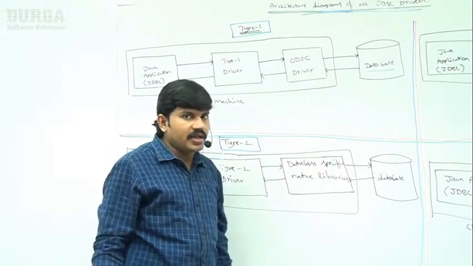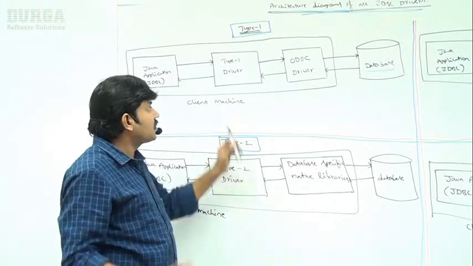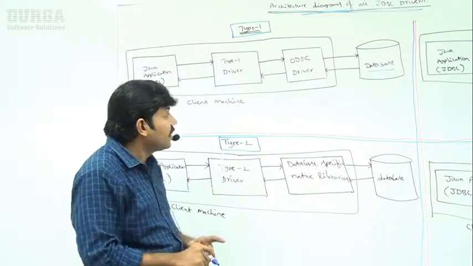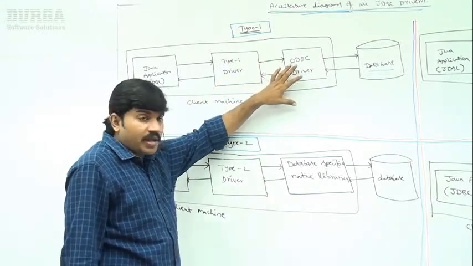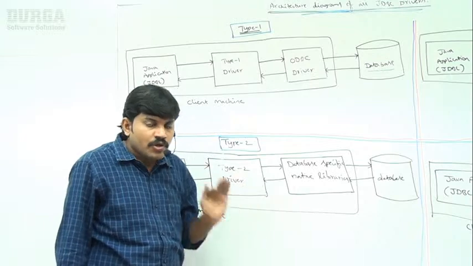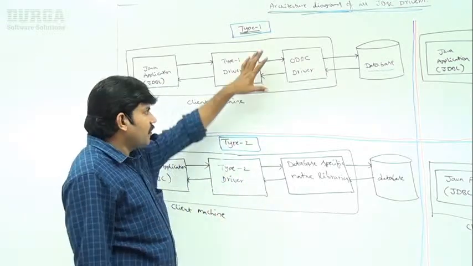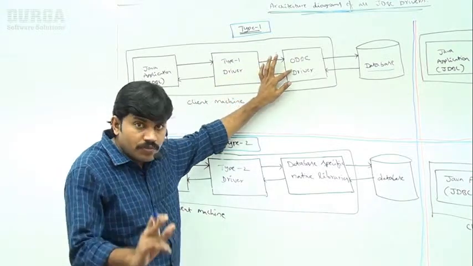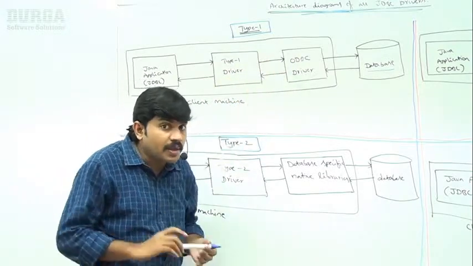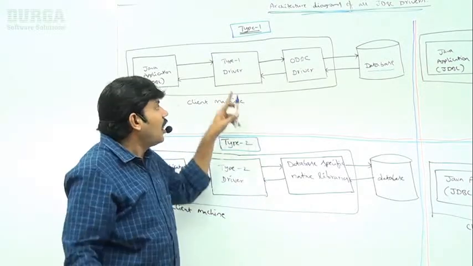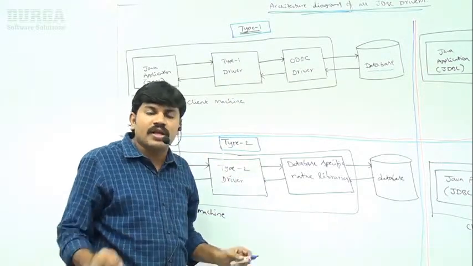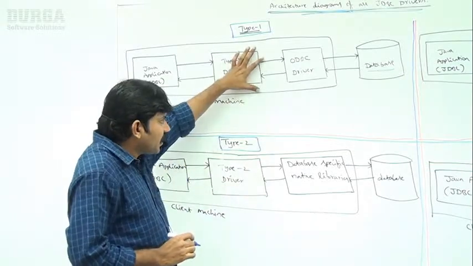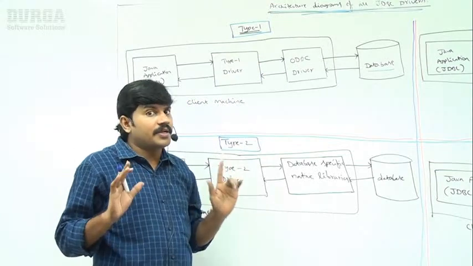Remember, how many conversions are required, sir? 2 conversions are required. 2 levels of conversion is required. Remember, performance is going to be affected, right? Type 1 driver is never recommended to use. What is the reason for that? One is performance is down. Next, internally type 1 driver depends on ODBC driver. ODBC driver concept is applicable only for Windows machines. Automatically, my type 1 driver can work only for Windows machines. Are you getting? That's why this driver is not at all recommended to use.